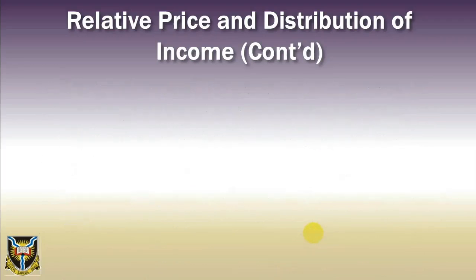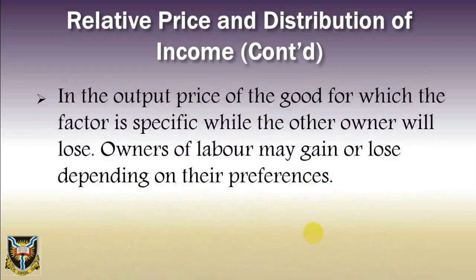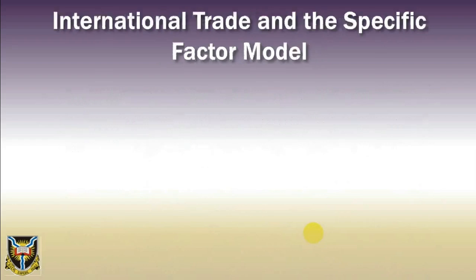definitely better off. In sum, in the specific factor model, owner of a factor that is specific to the production of a particular good gain if there is a disproportionate upward increase in the output price of goods for which the factor is specific, while the other owner will lose. Owners of labor may gain or lose depending on their preferences.